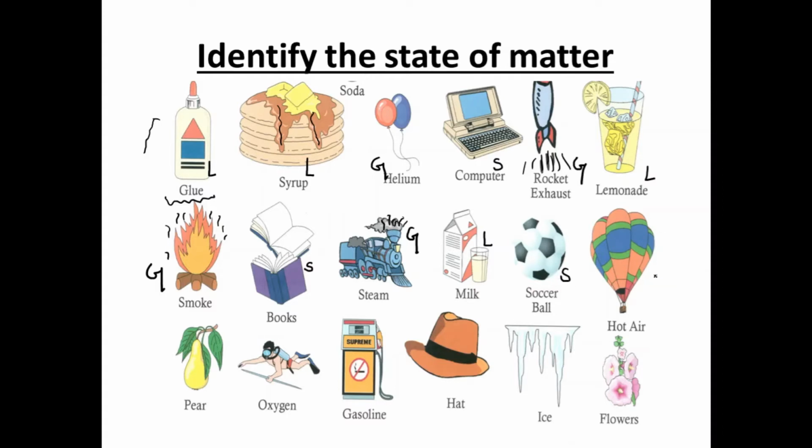Hot air balloon has gas inside it. Pear, it's a fruit. It has a definite shape, a definite volume. It's solid. Oxygen is a gas. Gasoline is petrol, when we go to fill the fuel tank of the cars or bikes. So that gasoline is the petrol which is liquid in state. Hat, solid. Ice, solid. But when the ice melts and changes into water, it becomes liquid. Flowers, definitely solid. I hope you're having a command of solid, liquid, and gas.